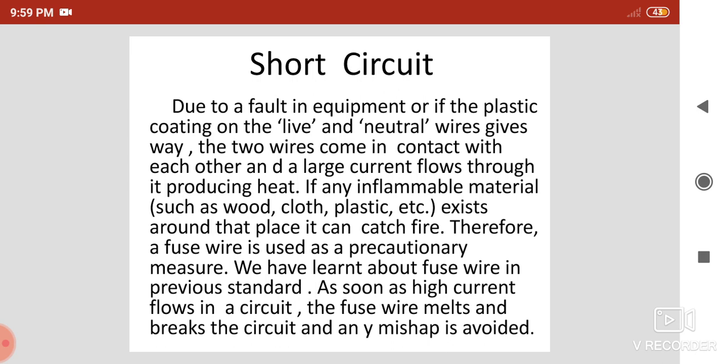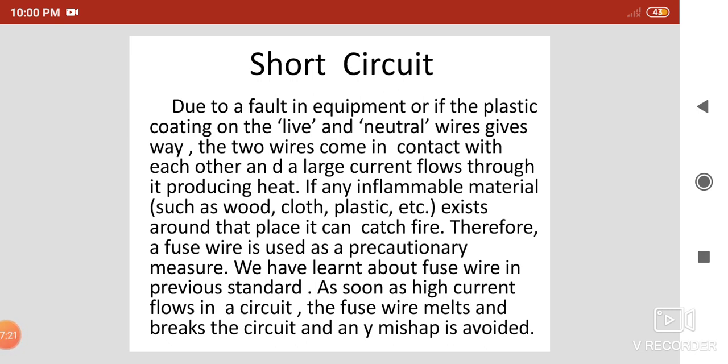At that time the fuse wire is used as a precautionary measure. Even if this large current passes, there is a chance of the inflammable materials catching fire, and a mishap occurs.